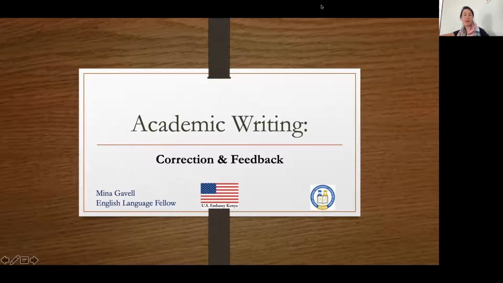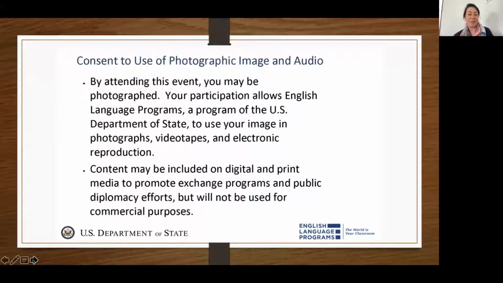And so now we imagine our students have organized their writing, they've done their writing, and now it's time for correction and feedback, which sometimes is the dreaded part of teaching writing. I know not everyone enjoys teaching writing, but I do, but I still do sometimes dread correction and feedback. It's very time consuming.